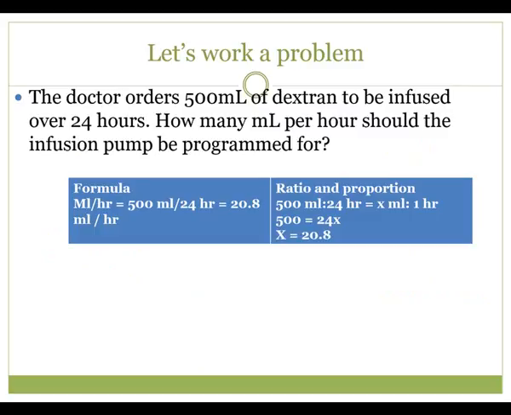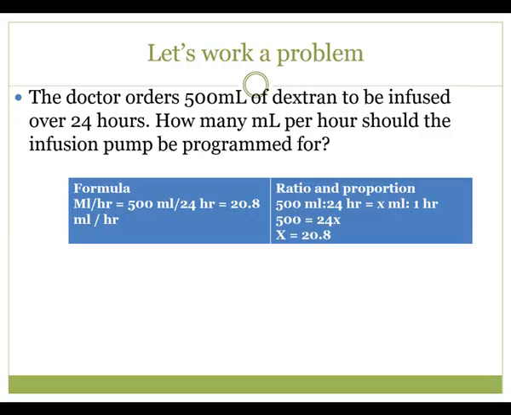We talked about 500 mils of dextran to go in over 24 hours. If you have a given mils per hour, you just put your 500 mils over your 24 hours, and it gives you 20.8 mils per hour. Some pumps will let you do tenths, some will not, so it just depends on what type of pump you have. For testing purposes, we'll tell you how we want you to round.